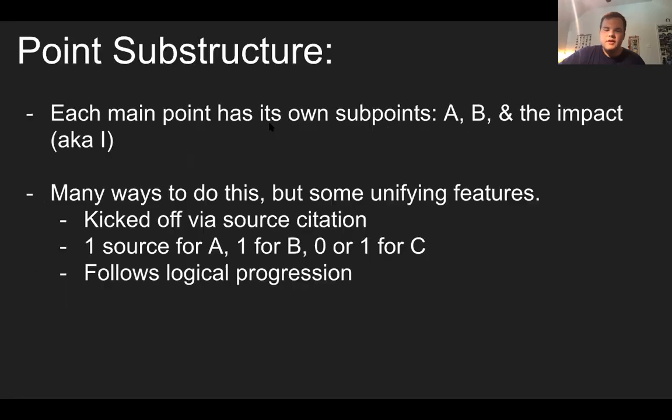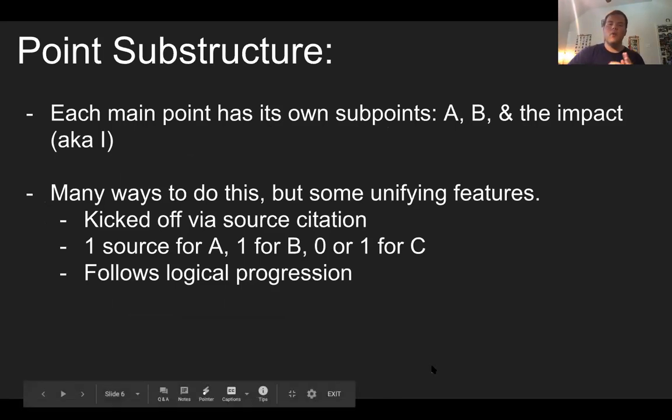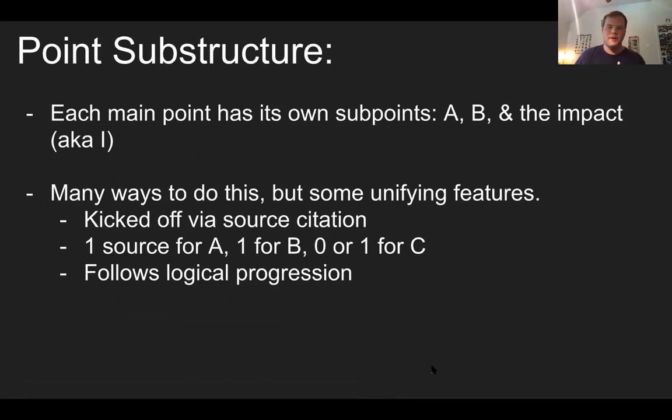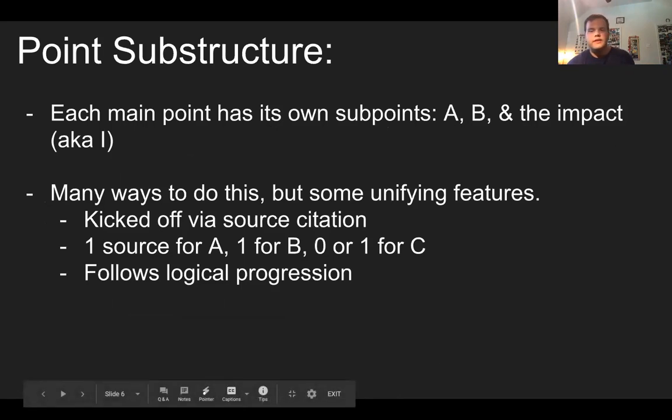Okay, moving on. So your point substructure. This is the meat and potatoes of this lecture. So if you skip through everything, just listen to this. Your point is going to have subpoints of A, B, and I, meaning this is just some weird letters to help structure your flow. There are a lot of ways to do this, but the way I do it is you want to start with a source citation. So, which is why first, and then say what your point is.